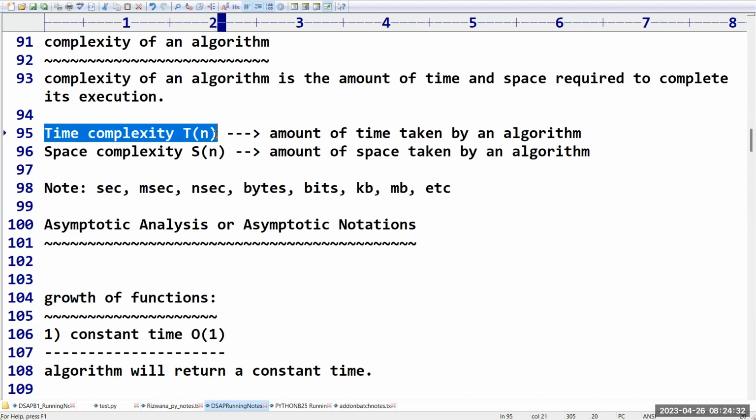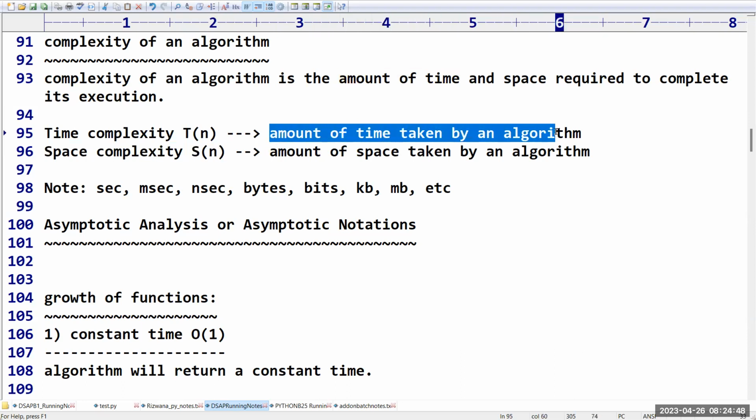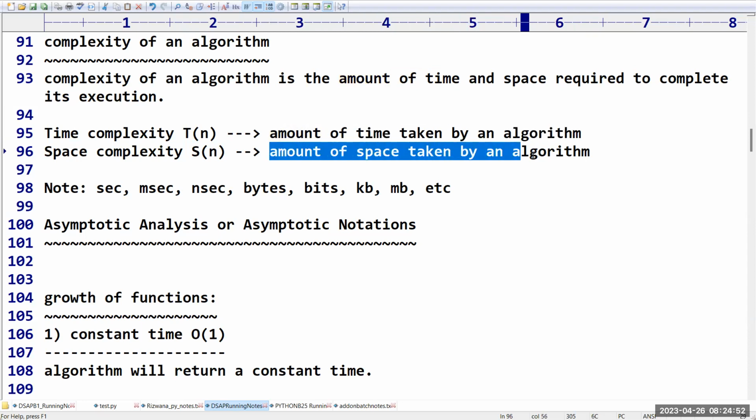For every algorithm we have to calculate a time complexity, which is represented by T(n). And for every algorithm we will calculate a space complexity, which is represented by S(n). Time complexity is the amount of time taken by the algorithm. Space complexity is the amount of space taken by an algorithm.